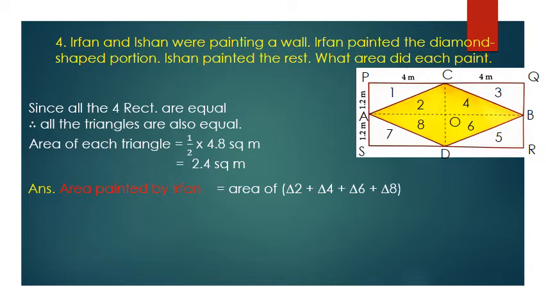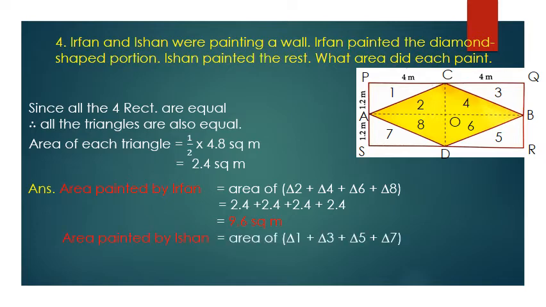Now area painted by Irfan is equal to area of triangle 2 plus area of triangle 4 plus area of triangle 6 plus area of triangle 8, which is coming in the diamond shape portion. And this is equal to 2.4 plus 2.4 plus 2.4 plus 2.4, that is 9.6 square meter. So this is the area which is painted by Irfan.